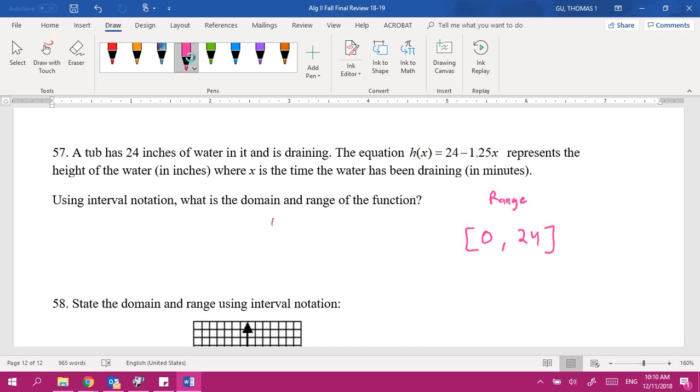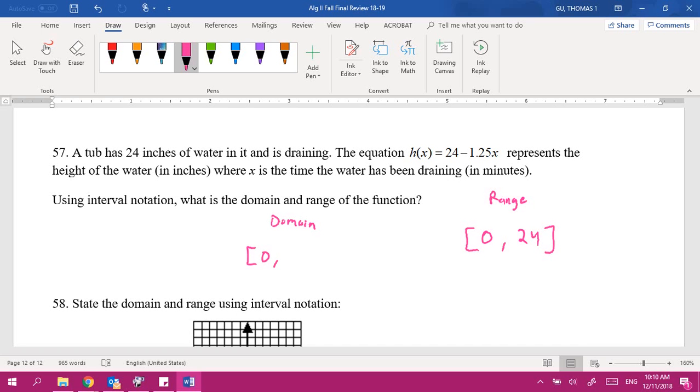Now, the one that's a little more confusing is the domain, because the domain is going to be the x, which is going to be our time, right? So if we start timing it, we're timing how many minutes? Well, what's our time start at? 0. The time's going to start at 0, of course. We're starting at 0 minutes.